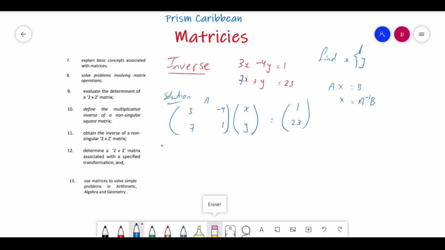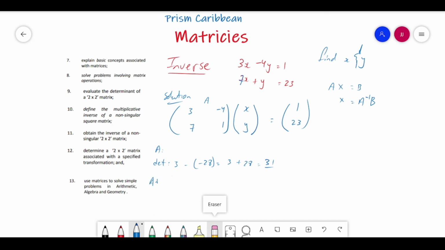Again, inverse of A. So we first have to find the determinant, which we know is 3 by 1 is 3, minus negative 4 by 7 is negative 28, which is 3 plus 28, which is equal to 31, right? We're keeping that simple there.